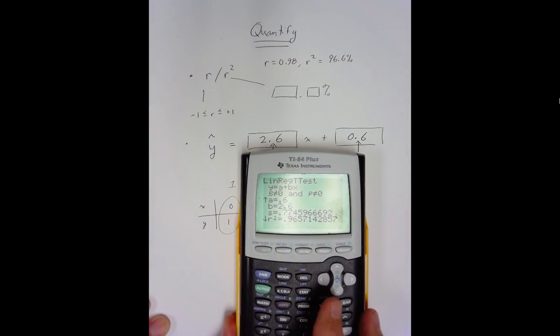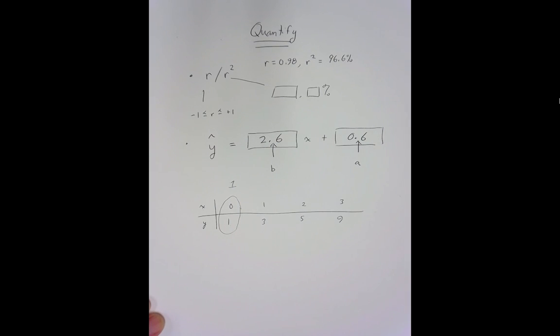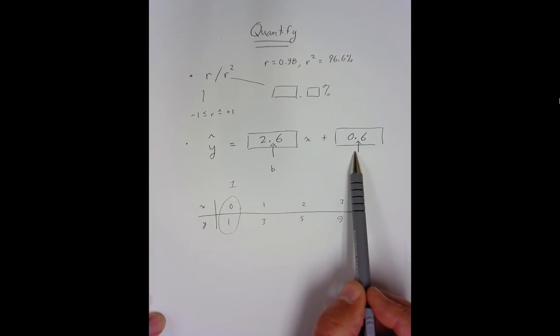And my A is 0.6. So based on the data that I've collected, if I have future data that I would like to predict the Y from the given X, then I would use this model to do so.